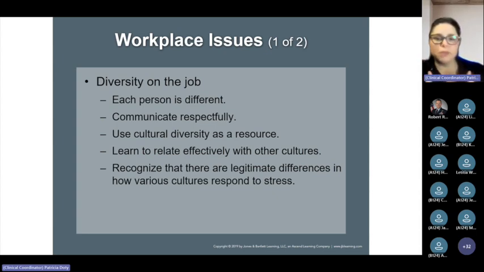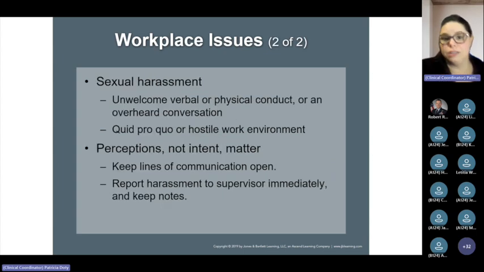There are certain people that you do not look in the eyes. Of course, we know that there are certain cultures where women are not allowed to show anything on their bodies, period, even down to their ankles. We may not understand all of that and what all it encompasses. So we ask questions. It's okay. Do research. Learn to relate effectively with other cultures and recognize that there are legitimate differences in how various cultures respond to stress. That's another thing.